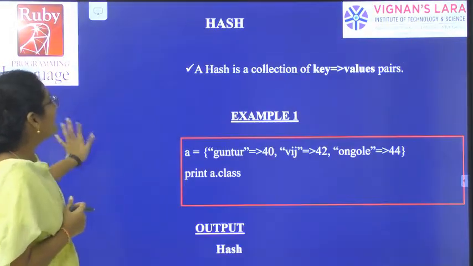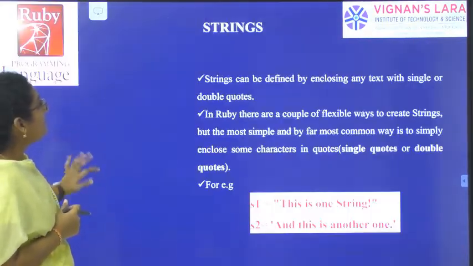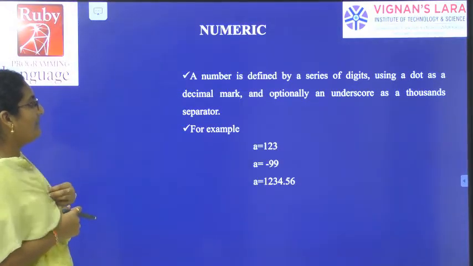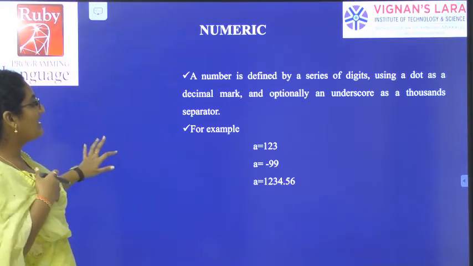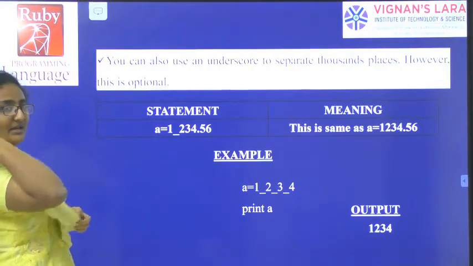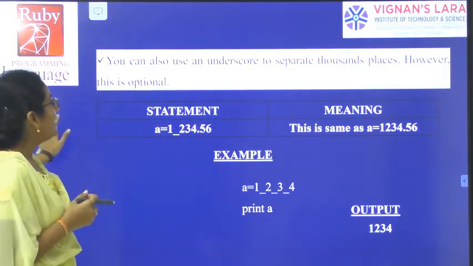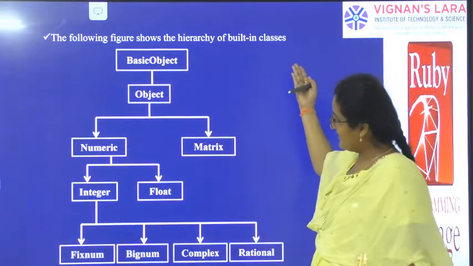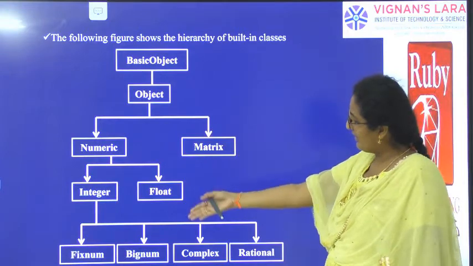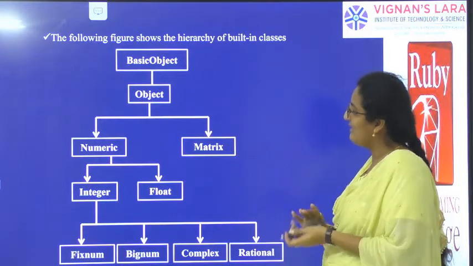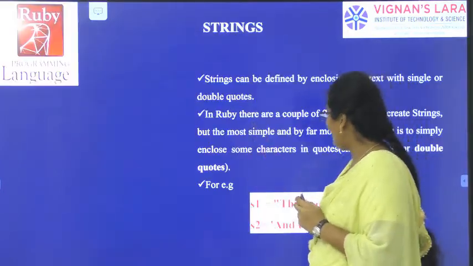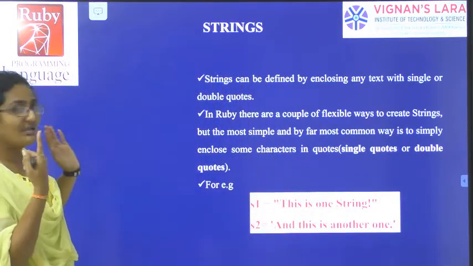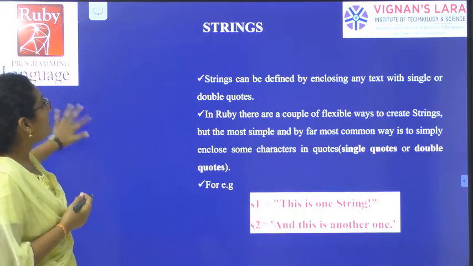So what data types have we seen till now? We started with the numeric. Numeric is nothing but a series of digits. You can use underscore if you want, but it does not make any change. So what is the hierarchy of the numeric? From the objects we got numeric, from the numeric we got integer and float, and from there rational numbers and complex numbers. Next one is string. In Ruby programming, a string can be enclosed either in single quotations or double quotations.